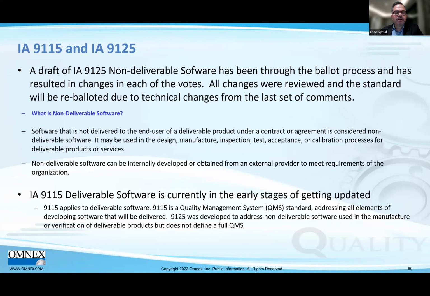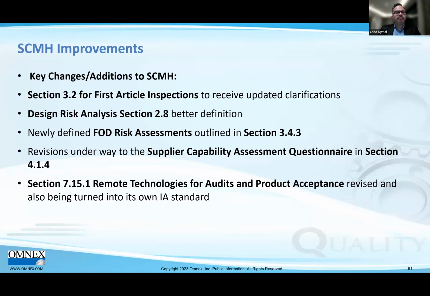So we have just started working on IA 9115, deliverable software. I was part of the committee last time it went through the changes. And I am hoping, with all the different software standards I'm involved with in the other sectors, I can be of some value added to IA 9115. And I do believe the aerospace standard needs a little bump up in a couple of different places. So very much in the beginning stages for 9115. Go ahead, Craig.